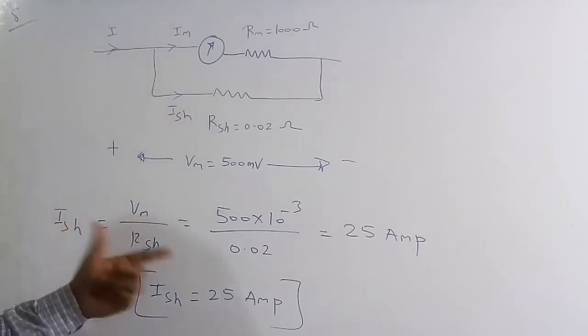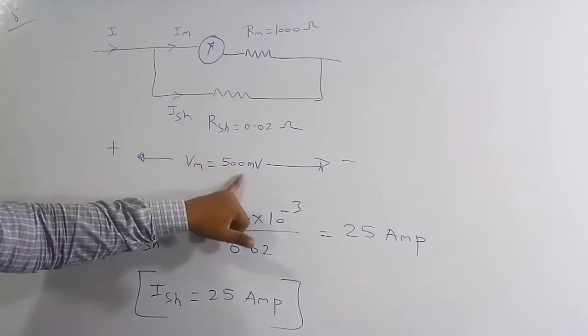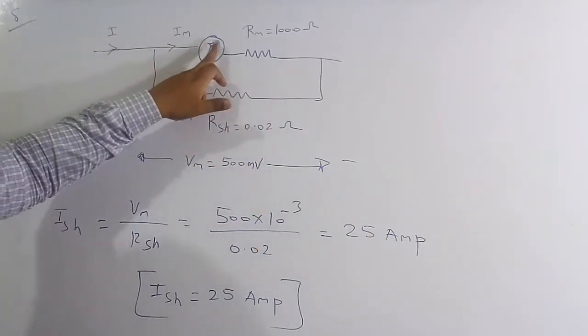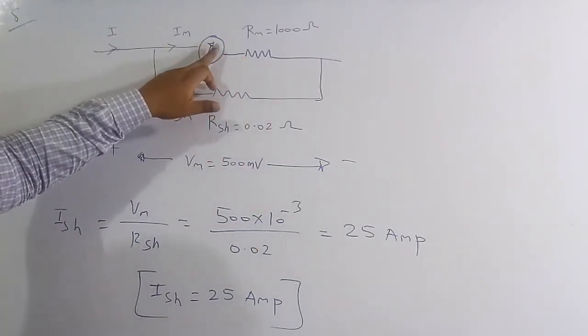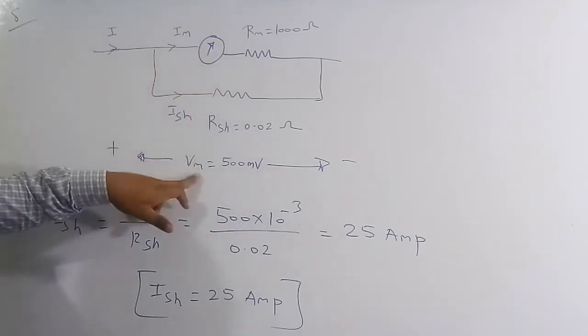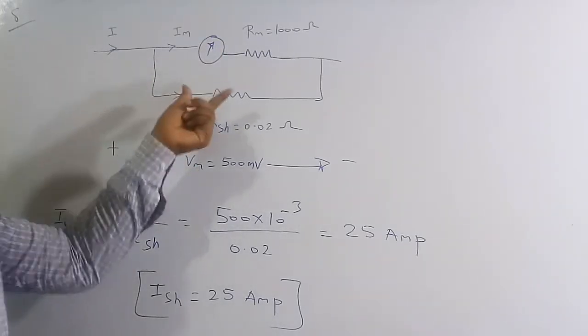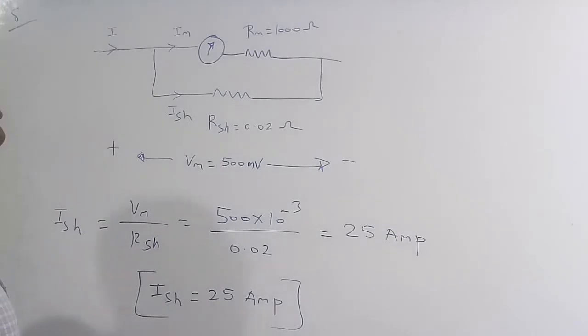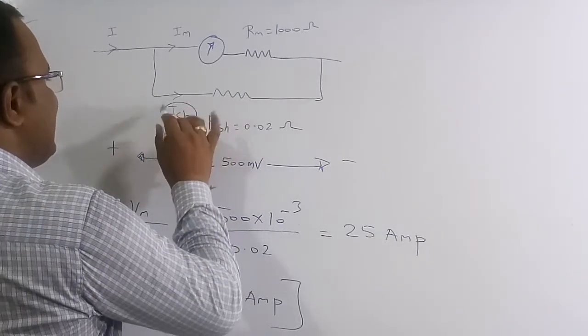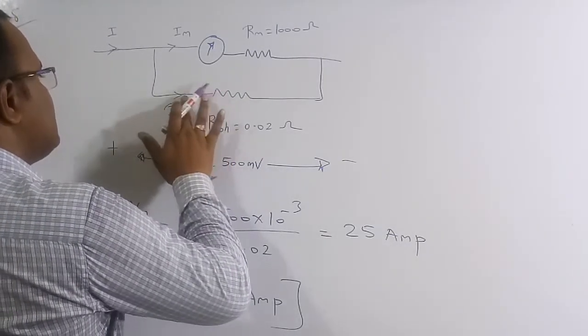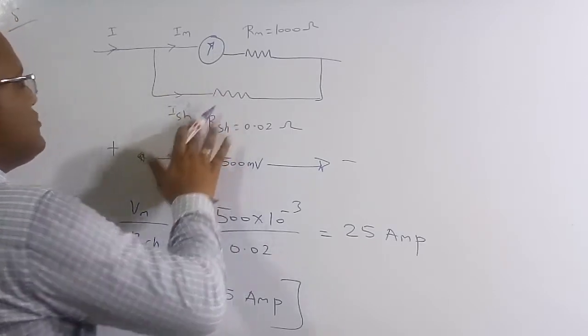In the question they have also given that for a voltage of 500 millivolt we are going to get a full scale deflection, meaning the ammeter is going to give a full scale deflection for this voltage across these two elements. Now they are asking what is the current through the shunt resistance, meaning ISH we need to figure out.